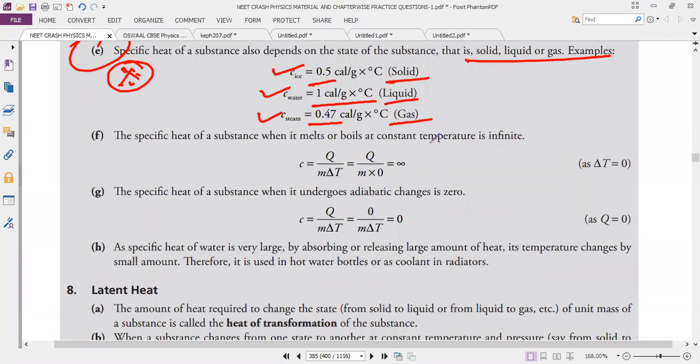The temperature is infinity means the specific heat also infinity. The specific heat of the substance in adiabatic changes. So adiabatic changes means there is no internal and external changes, so it is also zero.